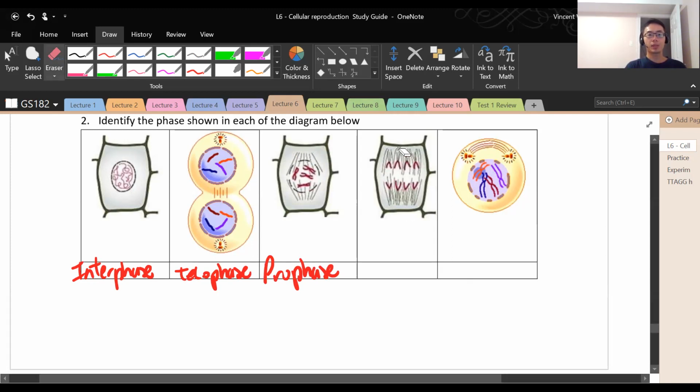Okay, what about the next one here? It looks like the chromosomes are being pulled apart. Right, so apart is anaphase. And another prophase here. And you can see the plant cells don't have any centrioles. The spindle fibers just kind of appear.